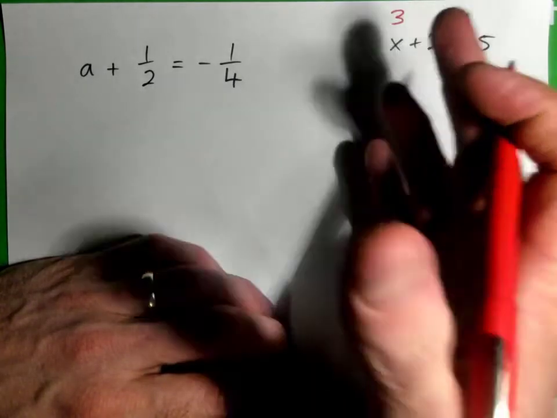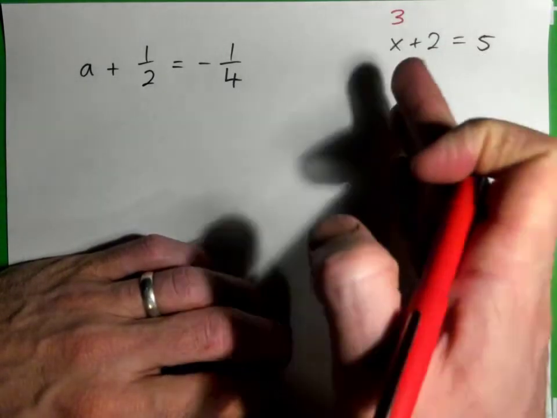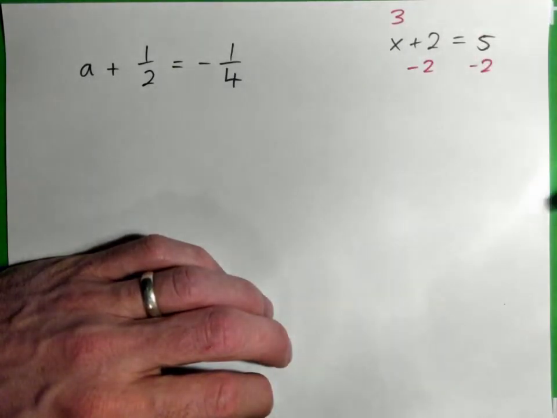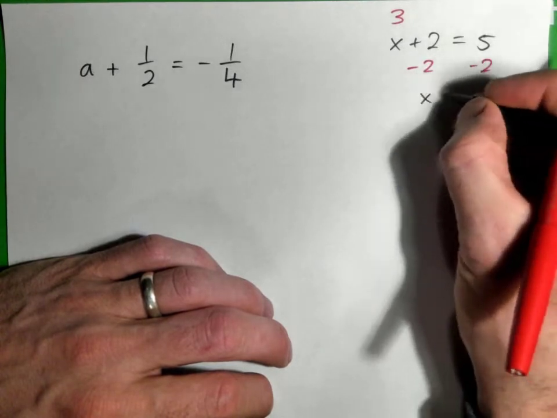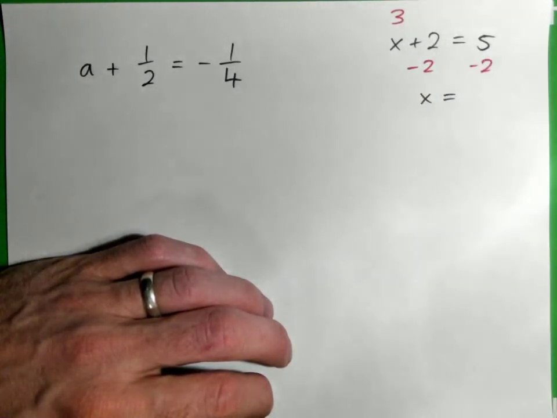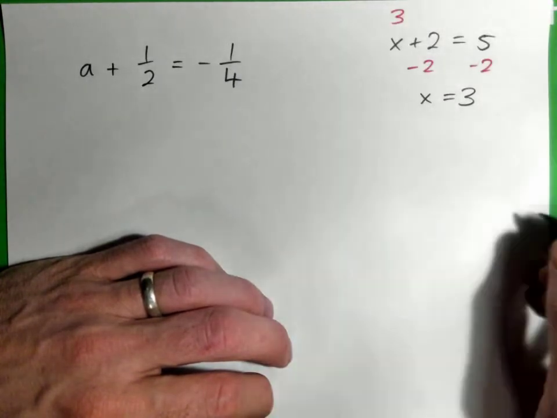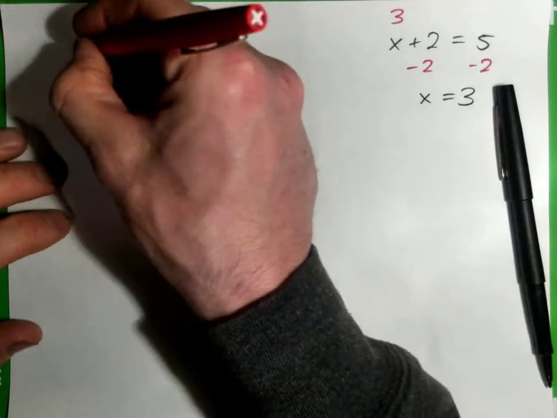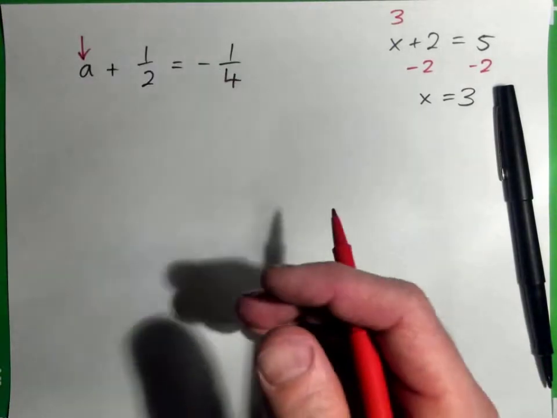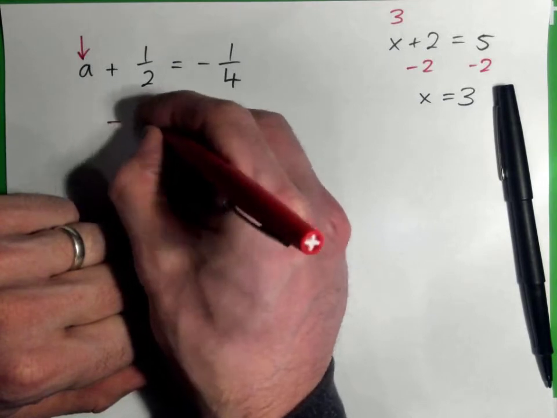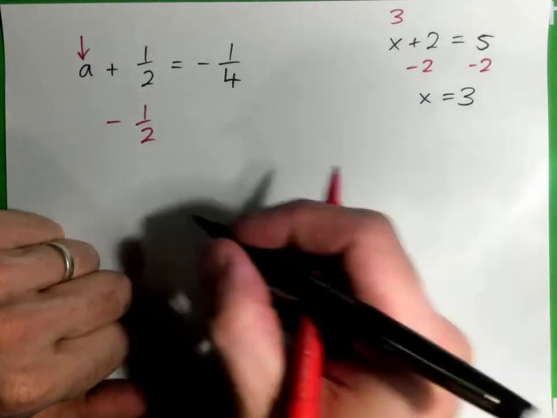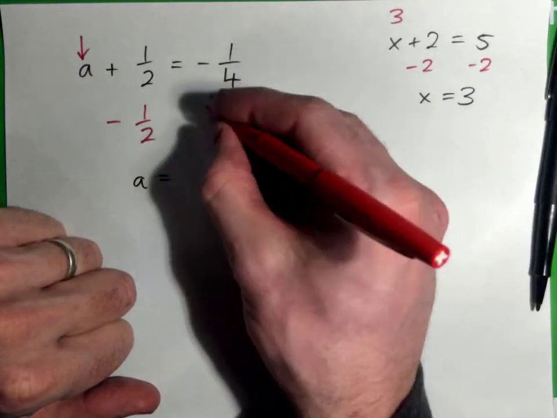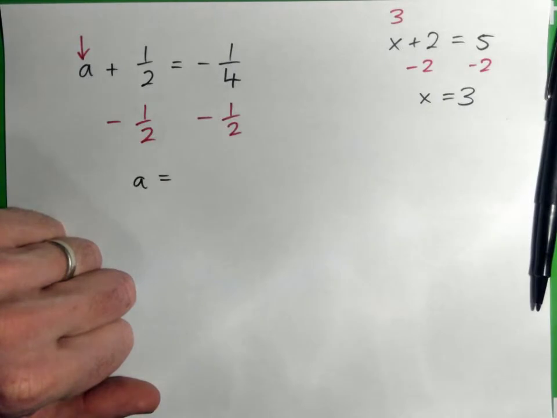And the way you can do that with our trick of adding and subtracting to both sides of the equal sign is you can subtract 2 from both sides. And now 2 minus 2 is 0, and you're left with x equals, and 5 minus 2 is 3. So this one makes sense, right? And so we apply the same strategy here: we want to get the a all by itself, and a half is being added onto it. So we need to subtract 1/2 to get the a by itself. A equals, right? But if we subtract a half from the left, we must subtract 1/2 from the right also.